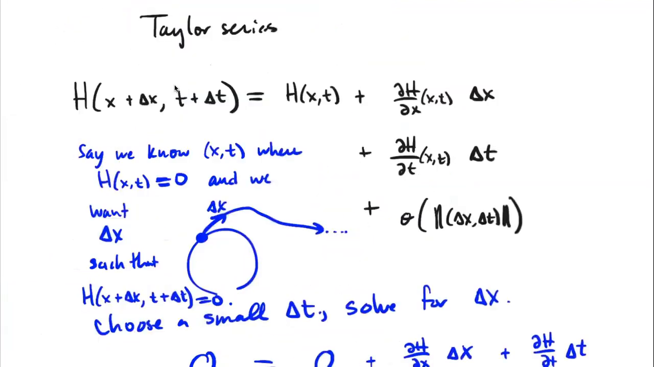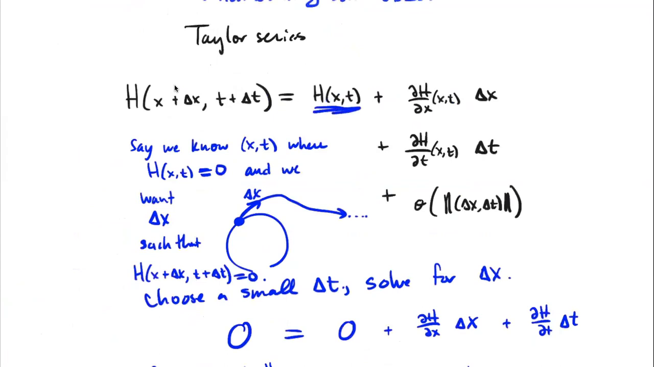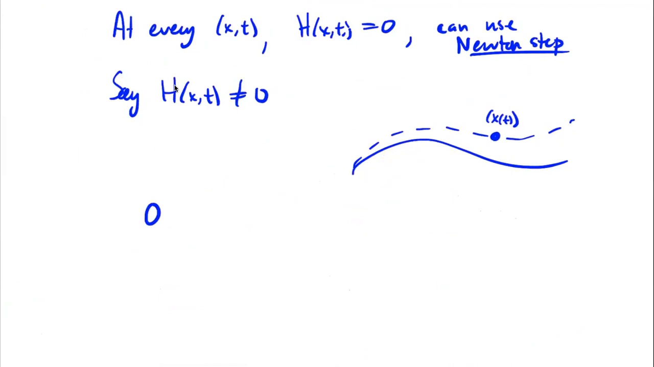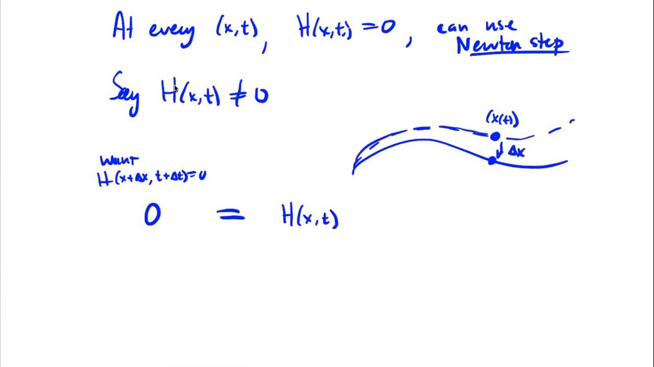And so we just look at this: it is non-zero, but we want it to be zero. Delta t we'll take to be zero. In other words, we're not going to take an Euler step, but instead we're going to find our delta x such that these things are zero. Say h of x, t is non-zero. We want h at x plus delta x, t plus delta t to be zero. That's the left-hand side. H of x, t is now non-zero because we've made some error in our Euler steps. We're getting worse and we're away from our true solution. So we want to correct it. We want to find a delta x that will correct. So this is a correction step.